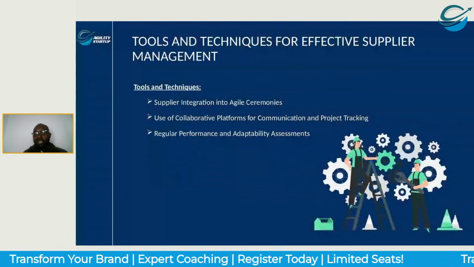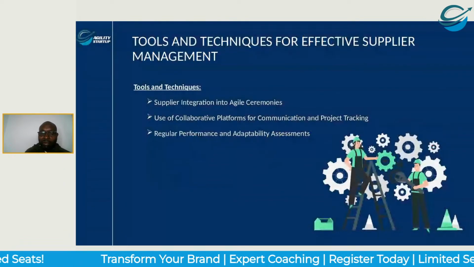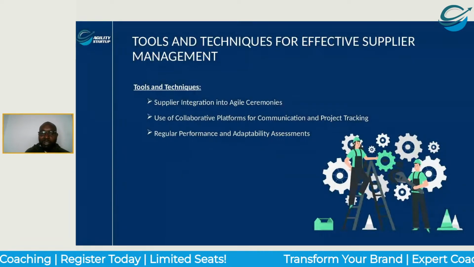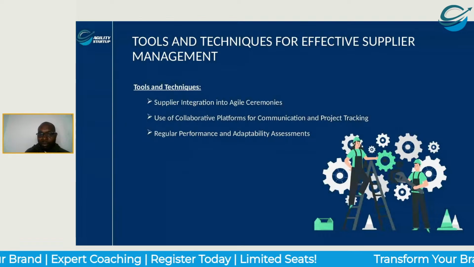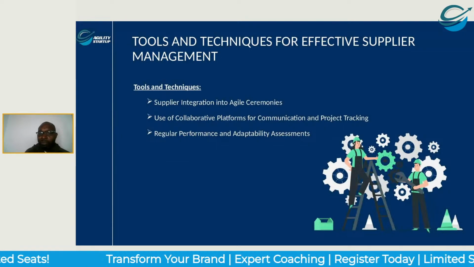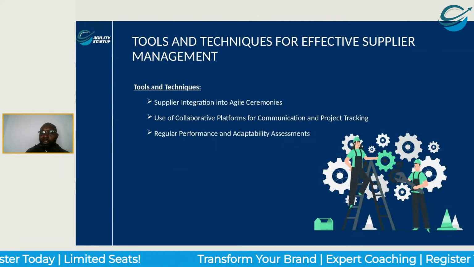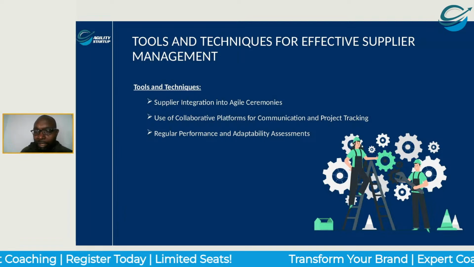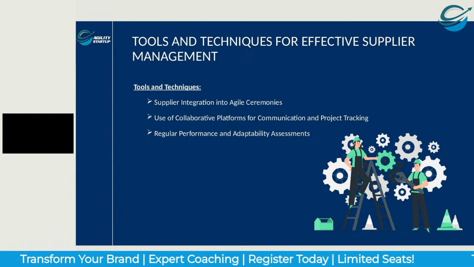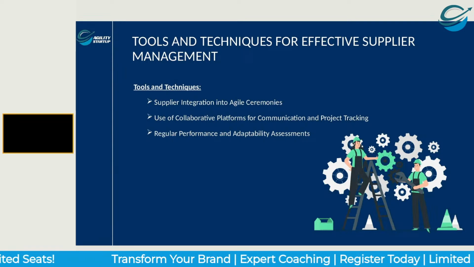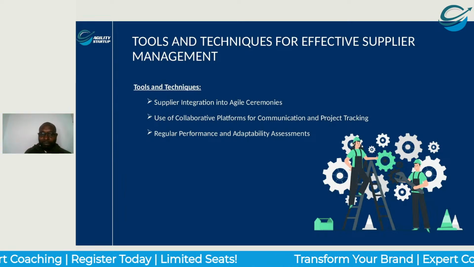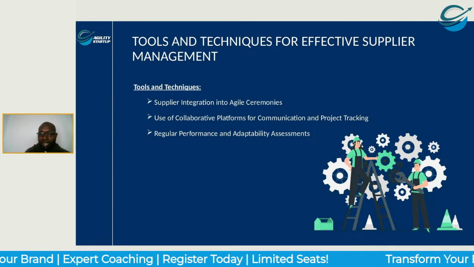Now, tools and techniques for effective supplier management. There are three key elements that could be examined. First, supplier integration into agile ceremonies, so in terms of all of the key elements of the agile processes, that can be applicable. Second, use of collaborative platforms for communication and project tracking, so that all of those on the team are on the same page, more or less. And of course, regular communication. All of these are key elements that you'll find in the book as well.